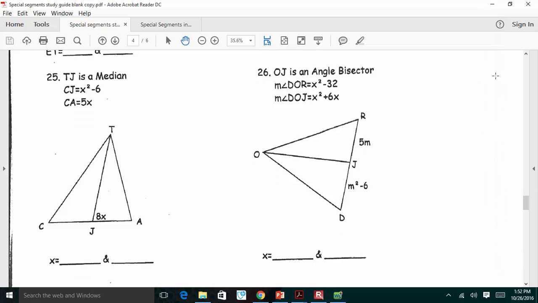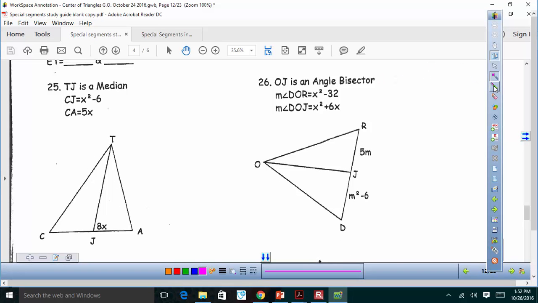Okay, so 26 says that OJ is an angle bisector. So I'm going to highlight OJ. Now, are my angles that are equal going to be up here at the vertex or on the side? At the vertex. So this angle and this angle, these are equal. Okay, does angle bisector tell me anything about sides? No. So what should I do to 5m and m squared minus 6? Get rid of them. They're just distractors.